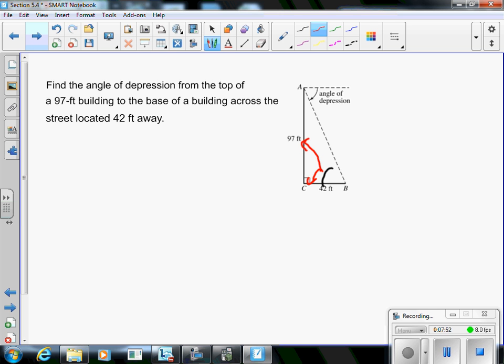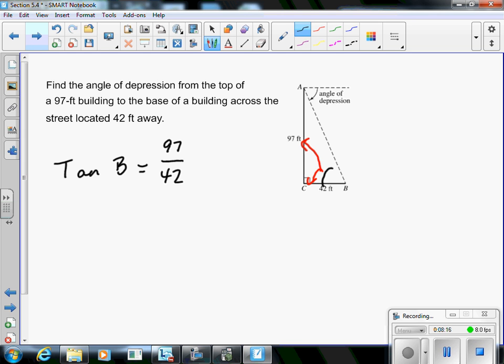Again, thinking of my 6 trig functions, if I know the opposite and the adjacent sides, that means tangent. So I could write that the tangent of angle B must equal the side opposite, which is 97, over the adjacent side, which is 42. And again, I picked tangent because I was given opposite and adjacent.